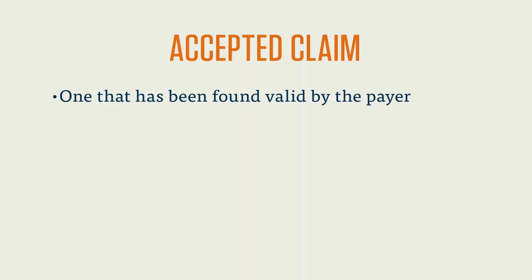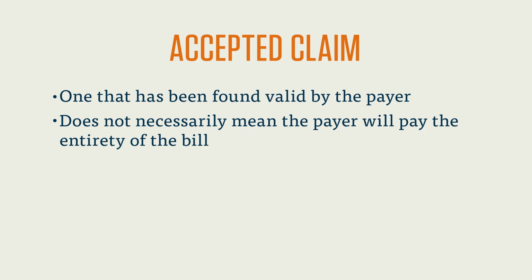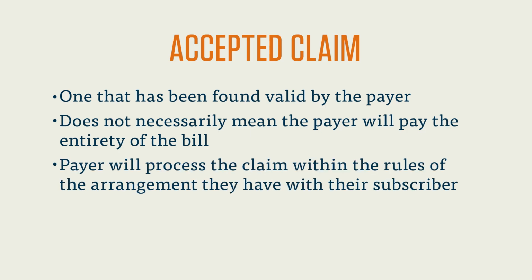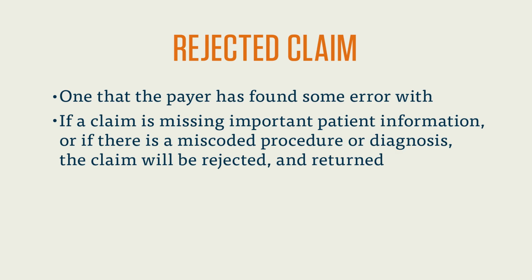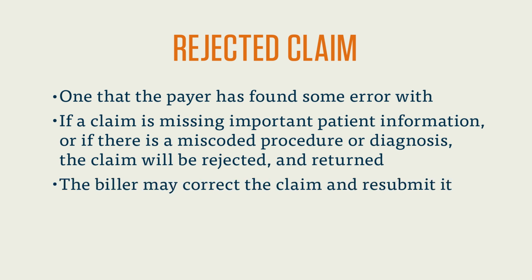An accepted claim is, obviously, one that has been found valid by the payer. Accepted does not necessarily mean that the payer will pay the entirety of the bill. Rather, they will process a claim within the rules of arrangement they have with their subscriber, the patient. A rejected claim is one that the payer has found some error with. If a claim is missing important patient information, or if there is a miscoded procedure or diagnosis, the claim will be rejected and will be returned to the provider or biller. In the case of rejected claims, the biller may correct the claim and resubmit it.